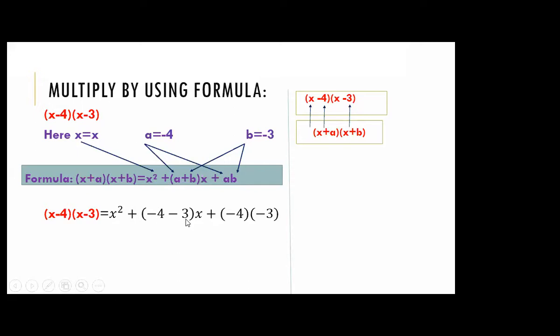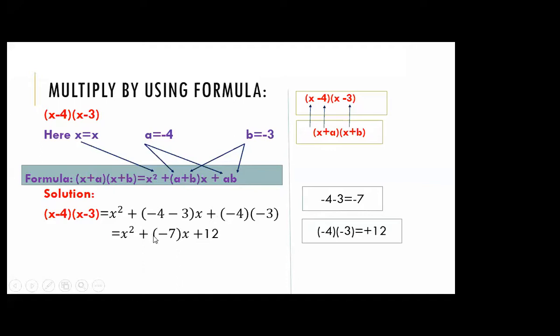Now in the second term we have to add and subtract, and in the third term we have to multiply. Students, minus 4 and minus 3 is minus 7. Very good. So in the second term we get minus 7. And what about this third term? Minus times minus is plus. Look at this simplification: minus minus plus, 4 threes are 12. So we get x square plus minus 7x plus 12.